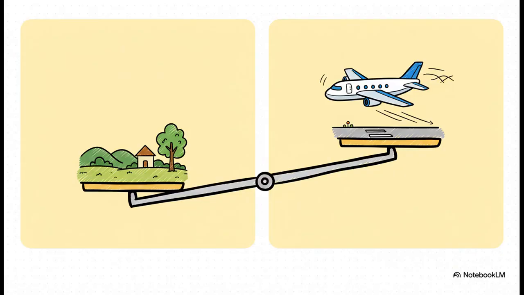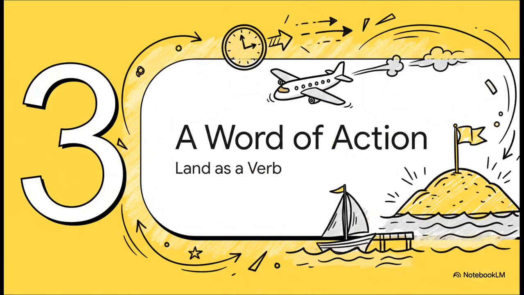Okay, so this is where things get really interesting. We've been talking about land as a thing, a place, something that just is. But it has this whole other personality. It can also be a dynamic action. And it's this dual identity, this amazing flexibility that makes it so valuable. All right, let's totally switch gears now. Let's look at land, the verb, the action word. This is all about movement, about arriving somewhere, about the end of a journey.